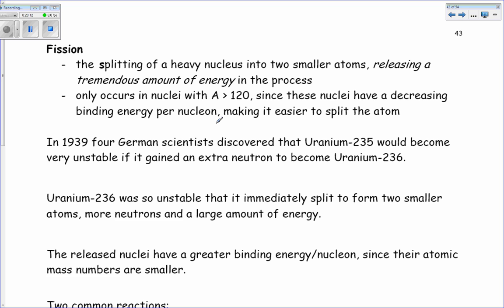which makes it easier to split the atom. It was discovered in about 1939 by 4 German scientists, and they discovered that uranium-235 would become really, really unstable if you forced it to gain an extra neutron to become uranium-236. And uranium-236 was so unstable that it immediately split to form 2 smaller atoms, a bunch more neutrons, and a huge amount of energy. The released nuclei have a greater binding energy per nucleon because their atomic mass numbers are smaller, which makes them a little bit more stable. Doesn't mean they're not radioactive, but it means they're more stable.